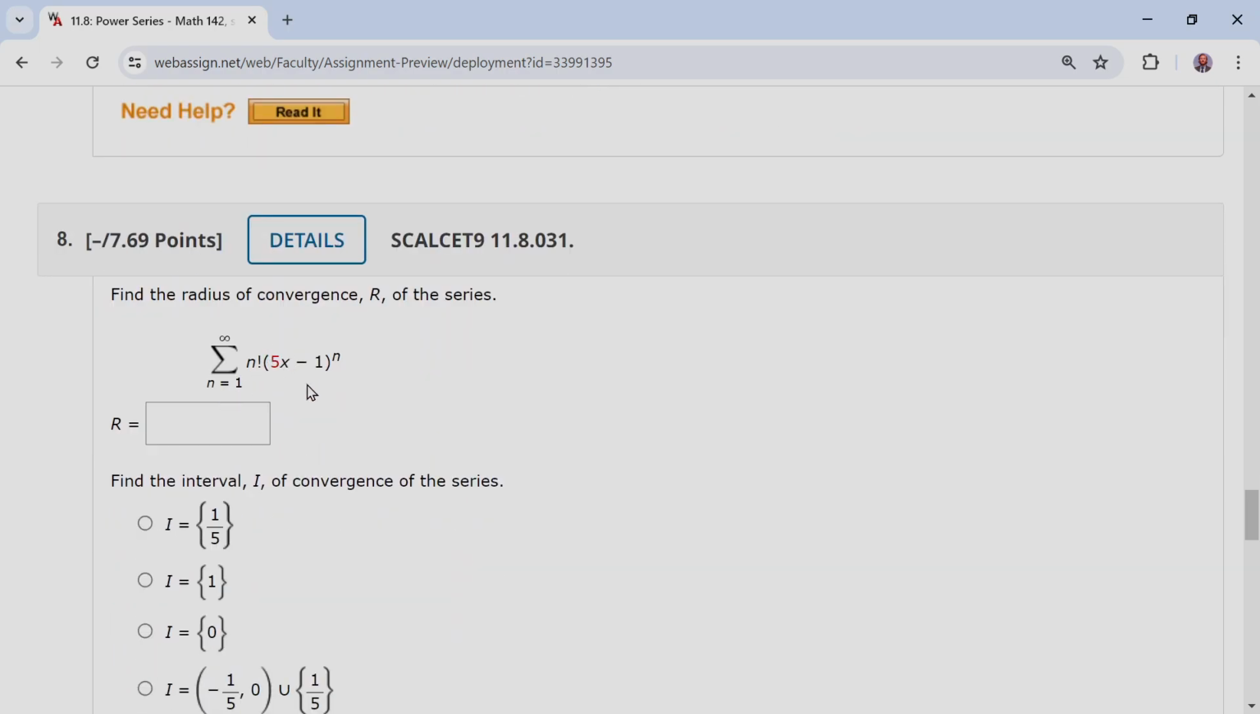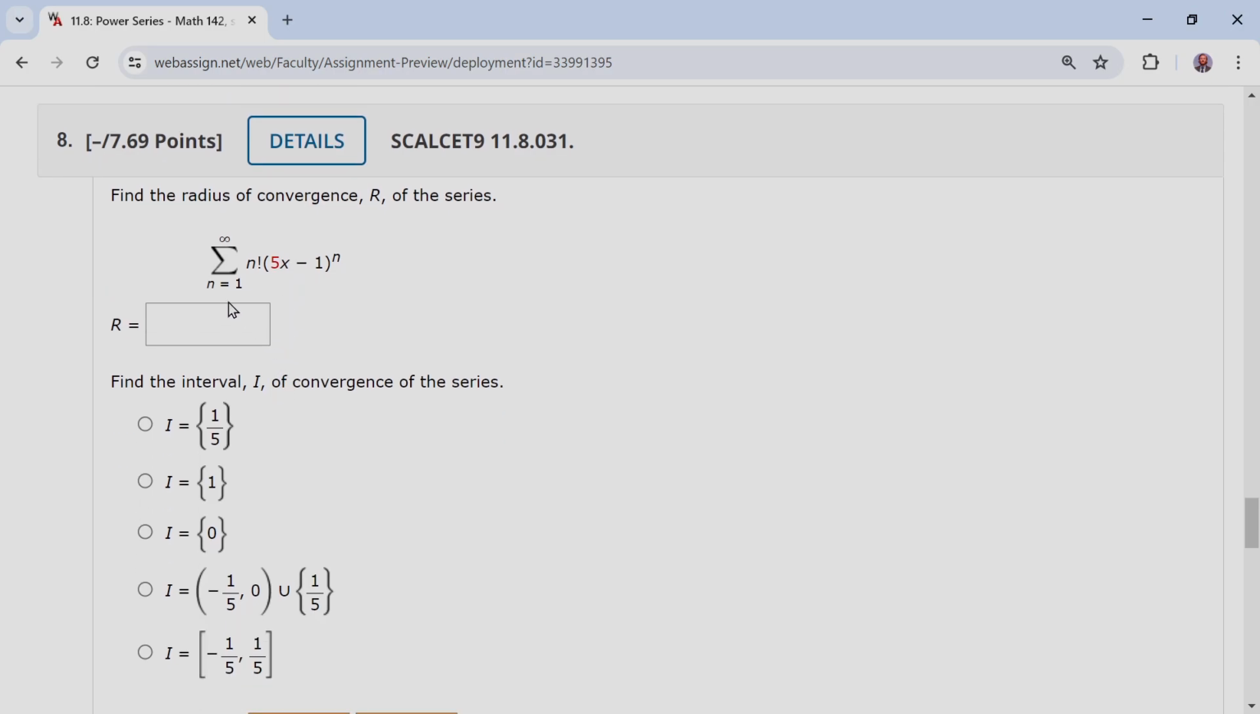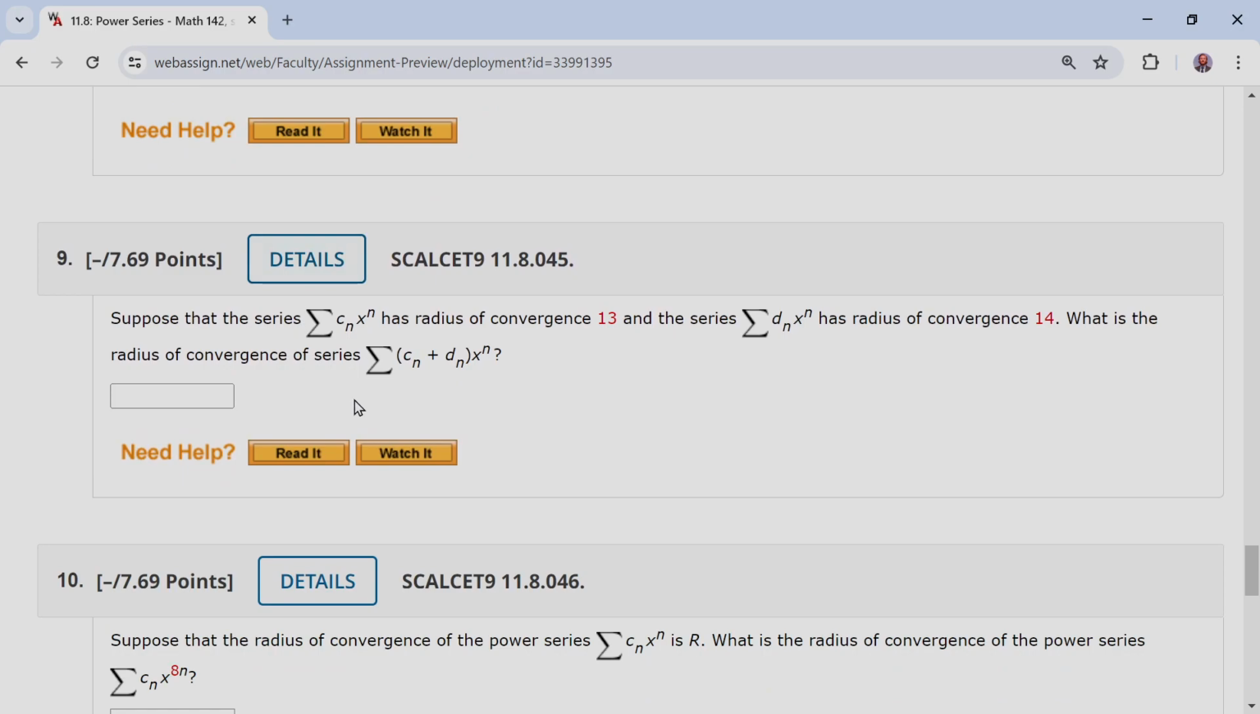Next one here, I believe when you run the results on this, you will get through the ratio test a radius of convergence that is 0. And what that means is there's only one x for which this converges, and it's the x that is its center, the x that is x equals 1/5. And so I think you'll only get 1/5 for your interval of convergence. The radius of convergence is 0. This is a pathological power series for sure.